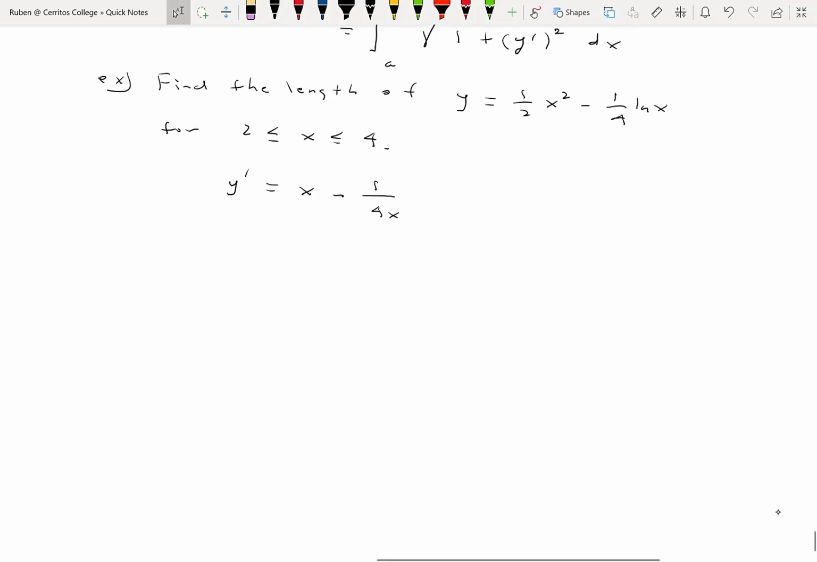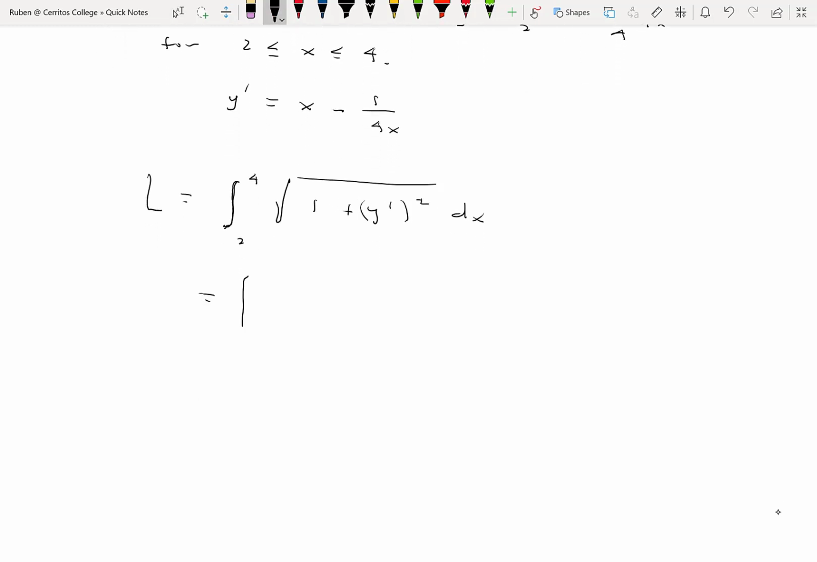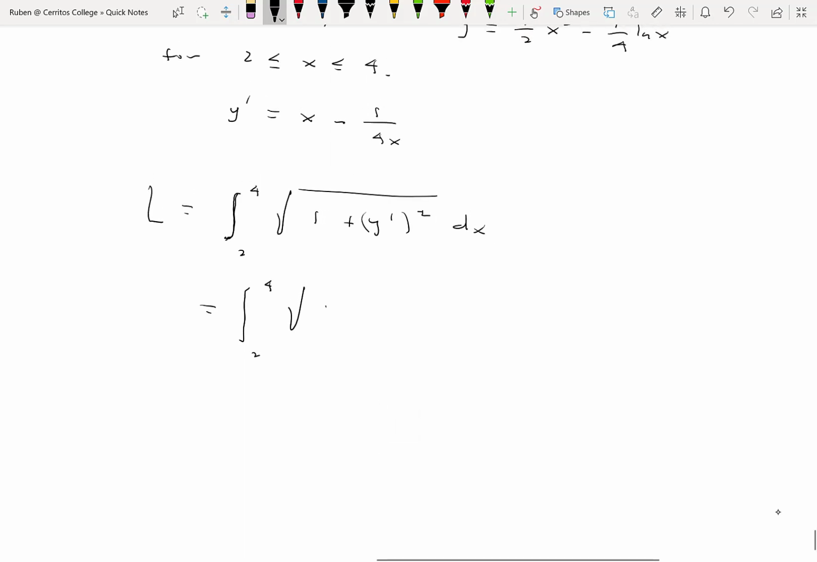So let's find our length. So the total length then of our curve is the integral from 2 to 4 of the square root of 1 plus y prime squared dx. All right, so let's put in the quantity that we found for y prime. So this is the integral from 2 to 4 of the square root of 1 plus the derivative, x minus 1 over 4x, squared, with respect to x.